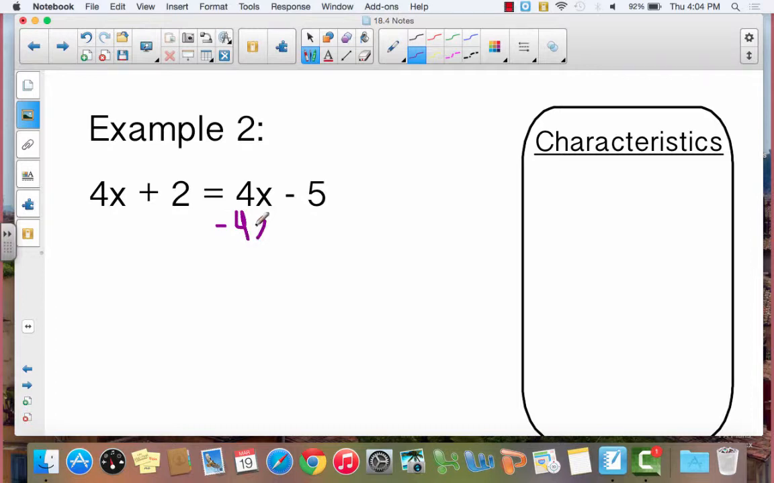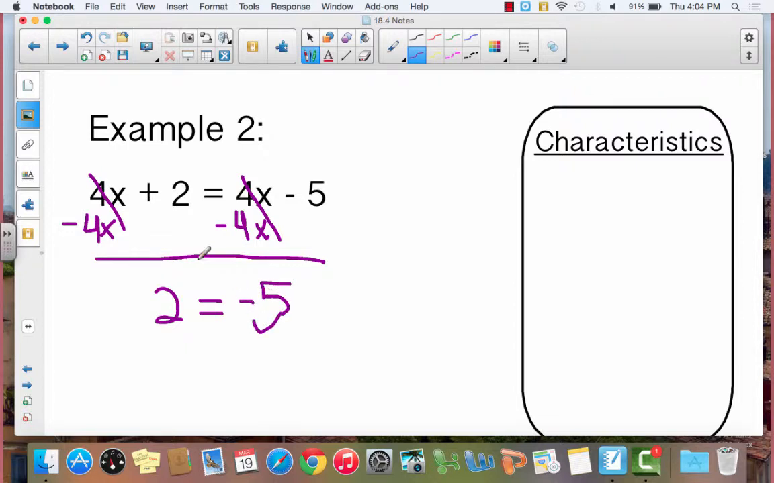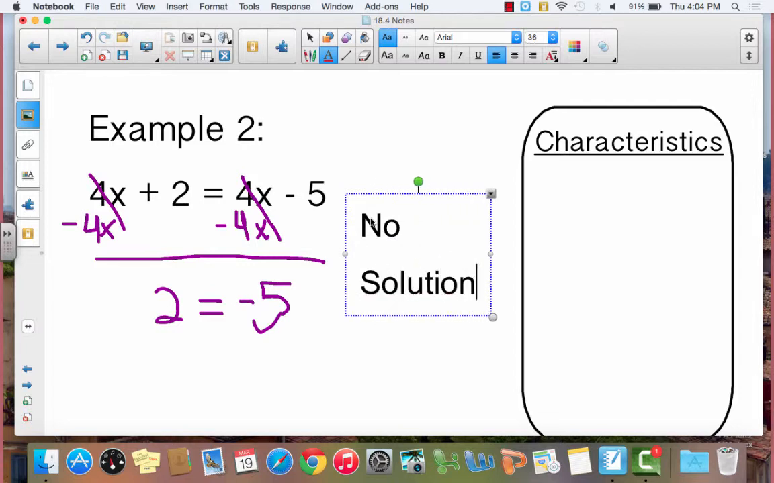It eliminates on the right side, so I'm going to cross it out. And I'm going to come over and subtract 4x on the left. And very similarly to example 1, you're going to see my variables have canceled out. So what I'm left with is 2 equals -5. And now we know that that is not a true statement. What this tells me is no matter what number I put in for x, these two sides will never be equal to each other. And when that happens, we say there is no solution.